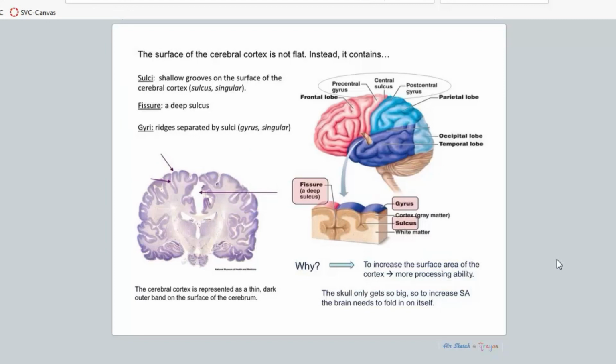There's one other term that I want to throw out. Sulci are shallow grooves, but if you have a deep sulcus, then that's called a fissure. And where did we just see a fissure? Right there. Okay, that's the longitudinal fissure. So you can see it's much deeper than a sulcus. And there you have that corpus callosum that's connecting the two cerebral hemispheres.